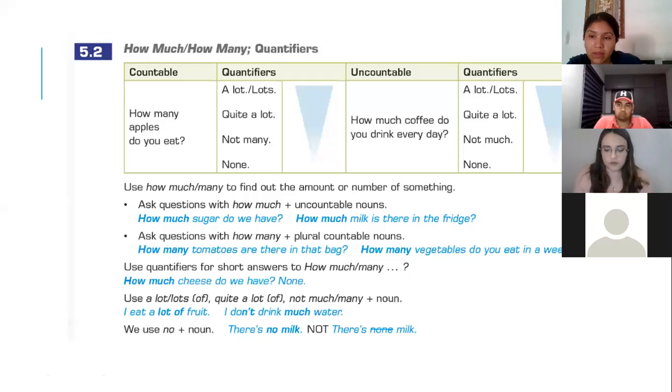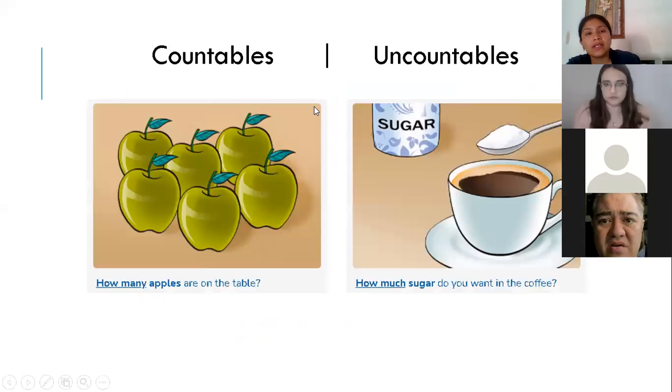So countable and uncountable, right? For example, again with the apples, how many apples are on the table? You can say, oh, there are a lot of apples. Or you can say, oh, there are some apples. Or you can give the exact number. Oh, there are 6 apples on the table.